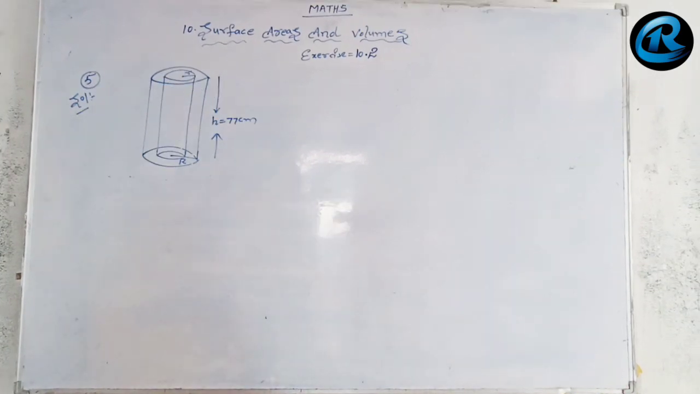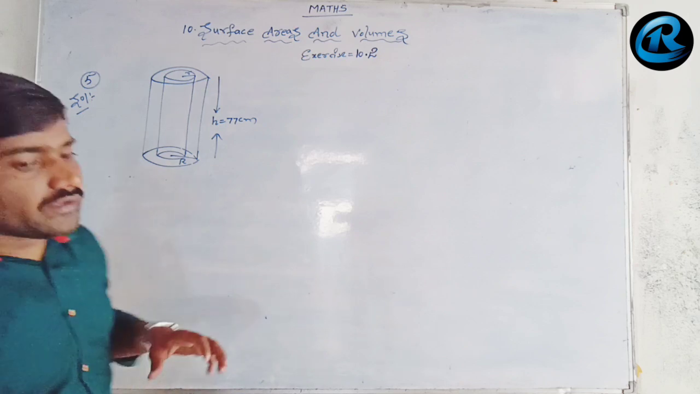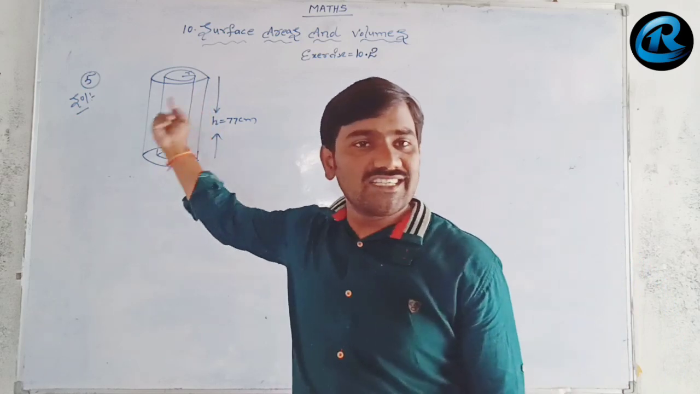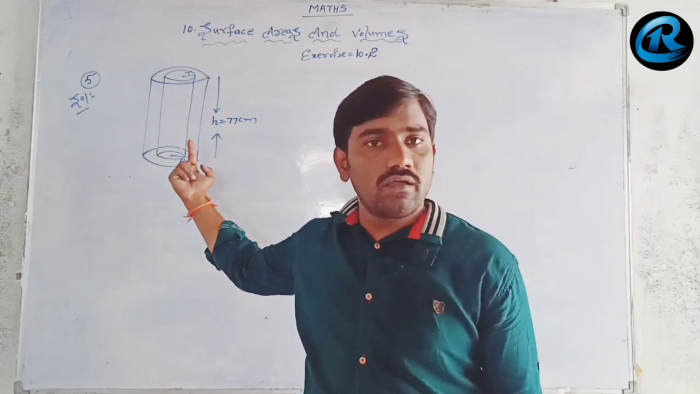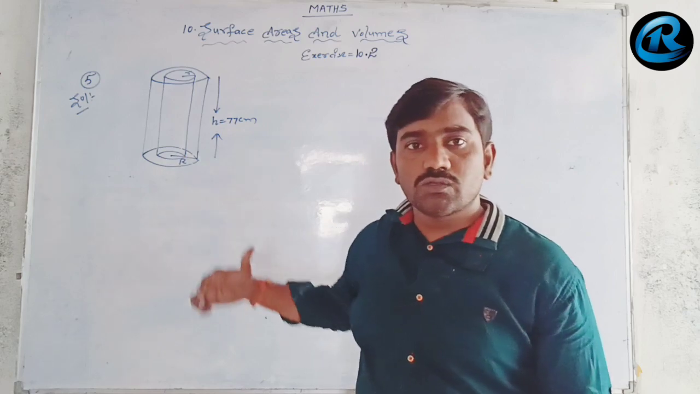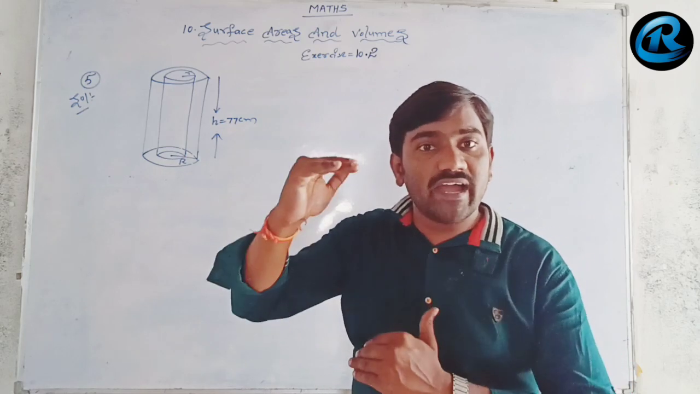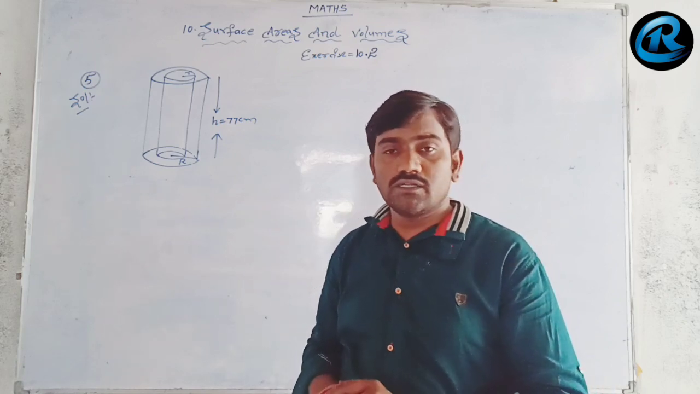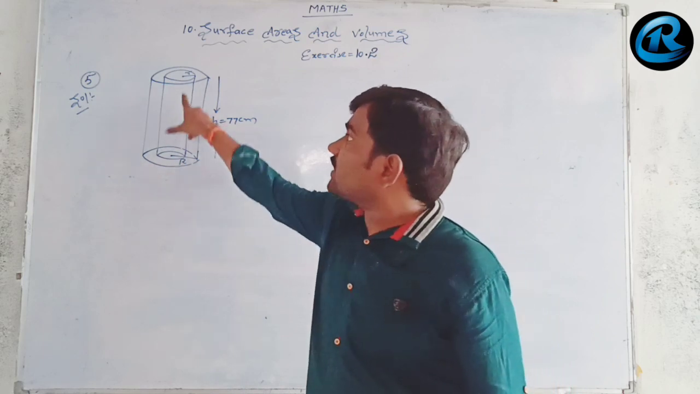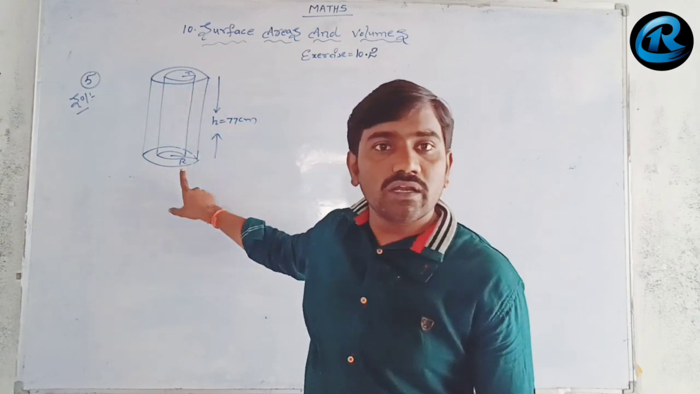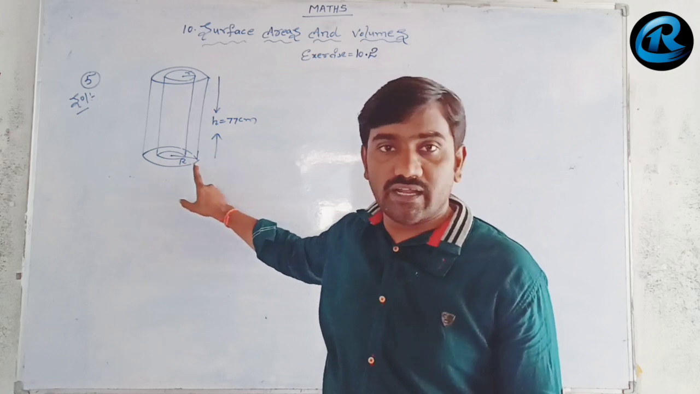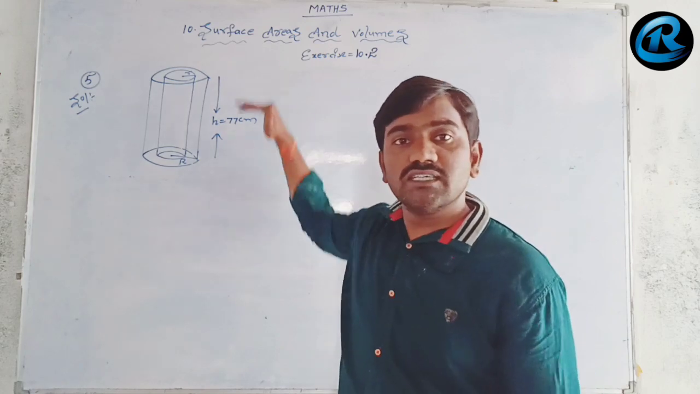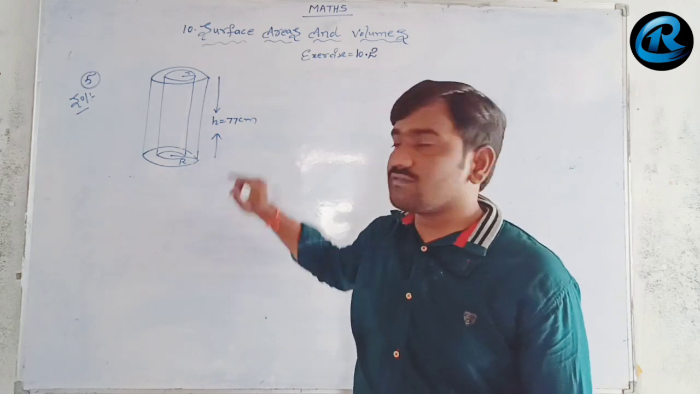Now let us go for question number 5. As you can see in the diagram, there are two cylinders. One is the inner cylinder, the other the outside one, the outer cylinder. So two cylinders are there with the same height, but with a difference in the radius. The inner radius we call small r, the outer cylinder radius is called capital R. Like that we'll consider. The length of the cylinders is the same, nothing but the height of the cylinder, given as 77 centimeters.